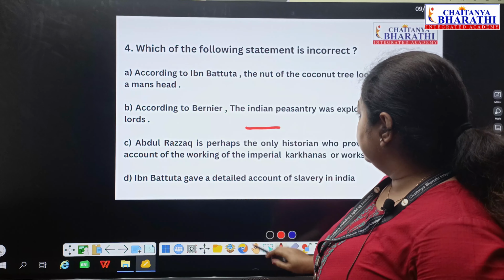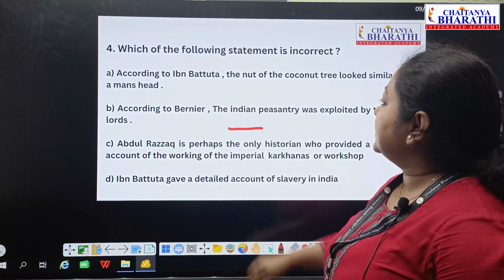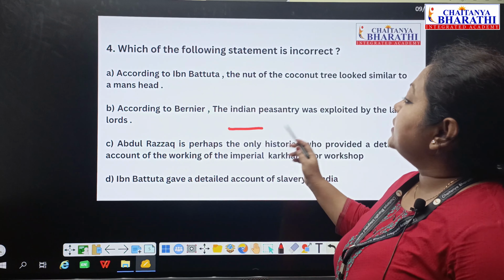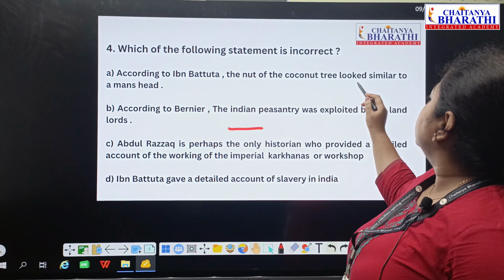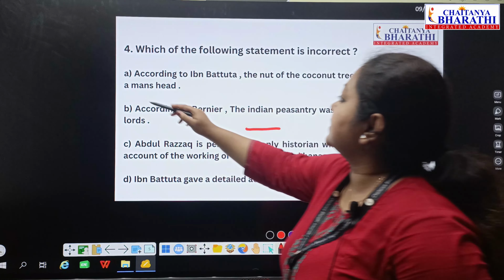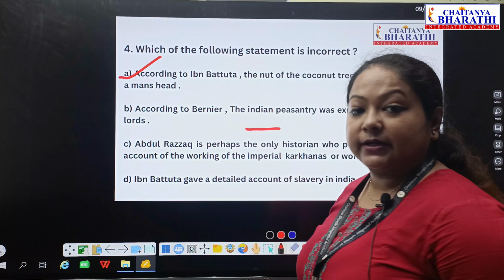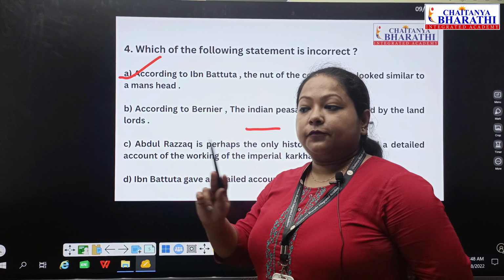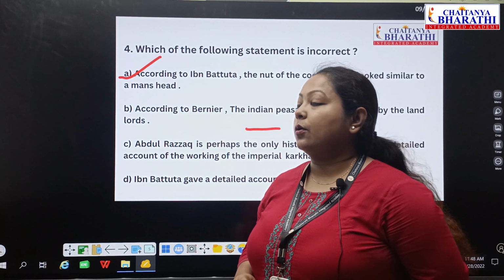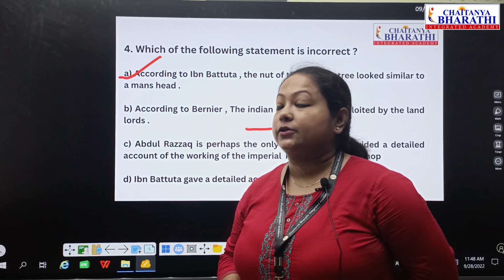Which of the following statements is incorrect? According to Ibn Battuta, the nuts of the coconut tree looked similar to a man's head. Yes, this is correct. He has mentioned it, because Ibn Battuta found 2 new things in India, that is the palm leaf and the coconut, which he was not familiar with at all.